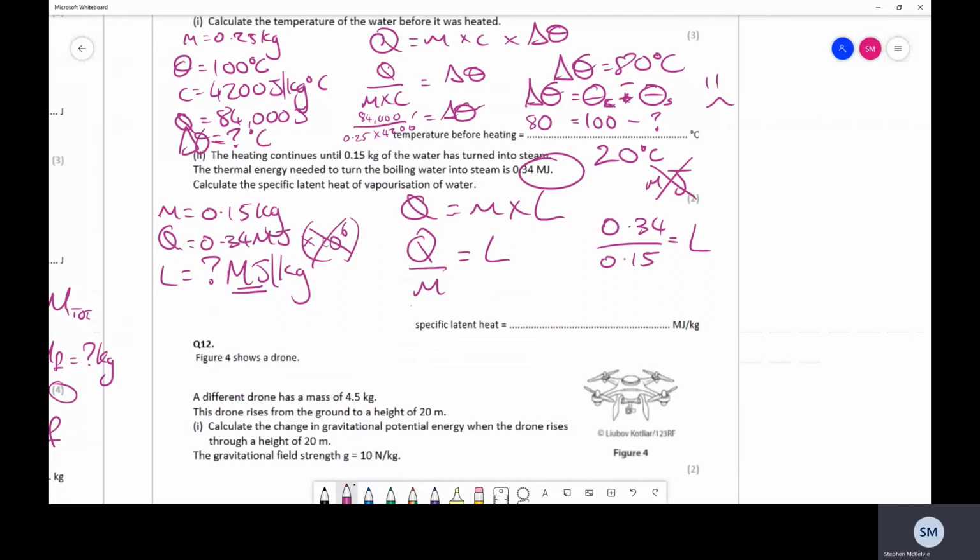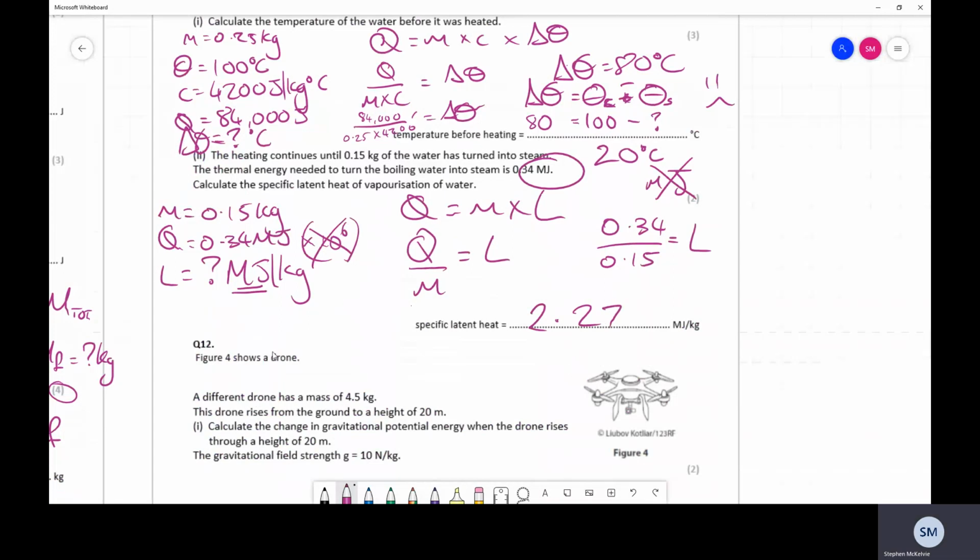Sorry, just doing a double check there. It's always good to do a double check. Why is this not sitting happy with me? It's not 0.2. Do you know what? It is what it is. The specific latent heat is 2.26 megajoules. Oh, that's why, because it's in megajoules, of course. 2.26 megajoules per kilogram. Pardon me, folks, I'm so indecisive. 2.2667, so 2.27.